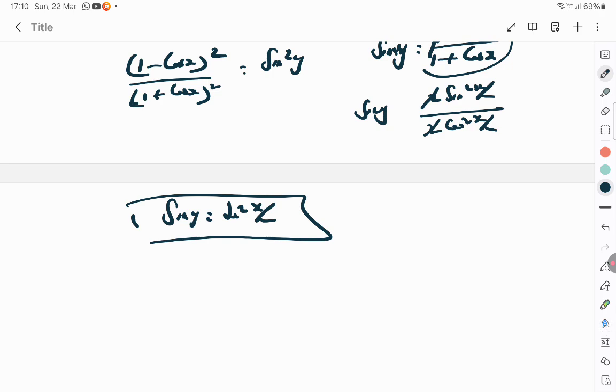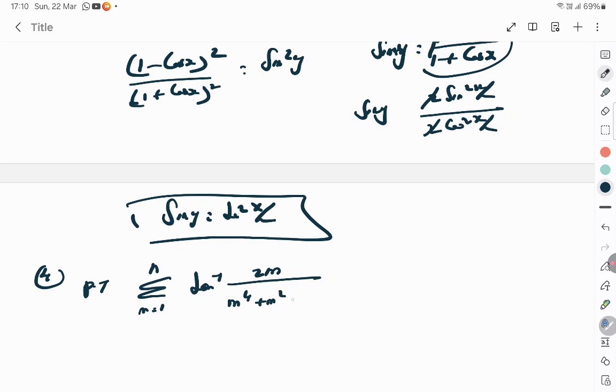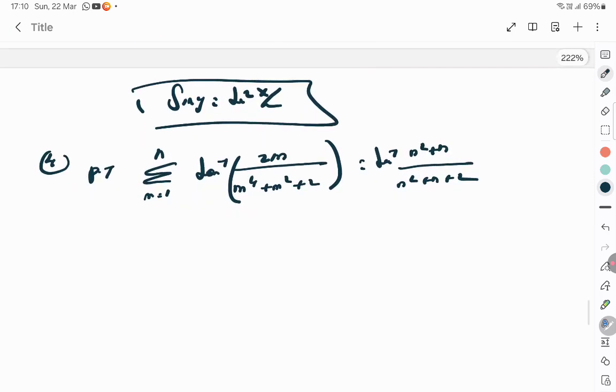The next question, which is the fourth sum, is to prove that the summation of m equal to 1 to n of tan inverse of 2m by (m to the power 4 plus m square plus 2) is equal to tan inverse of (n square plus n) by (n square plus n plus 2). You have to prove this. So what do you do?